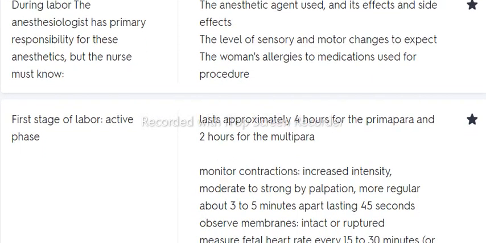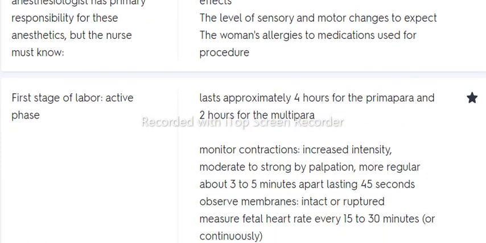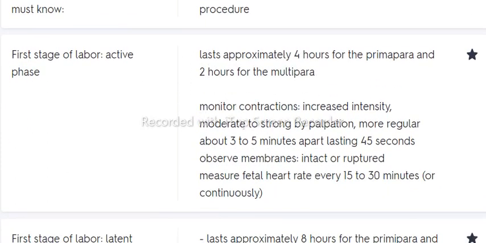First stage of labor, active phase. Lasts approximately 4 hours for the primipara and 2 hours for the multipara. Monitor contractions: increased intensity, moderate to strong to palpation, more regular, about 3 to 5 minutes apart, lasting 45 seconds. Observe membranes intact or ruptured. Measure fetal heart rate every 15 to 30 minutes.